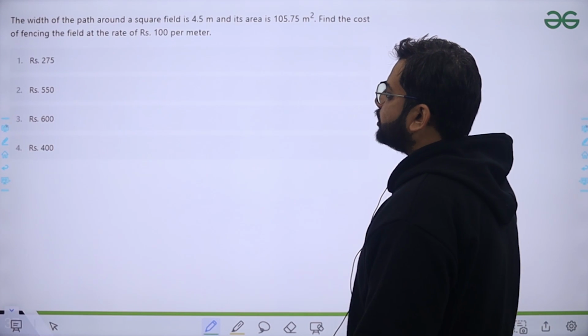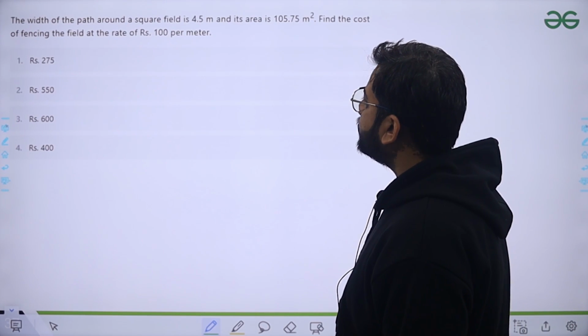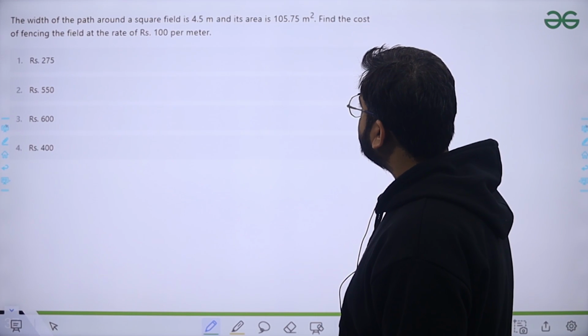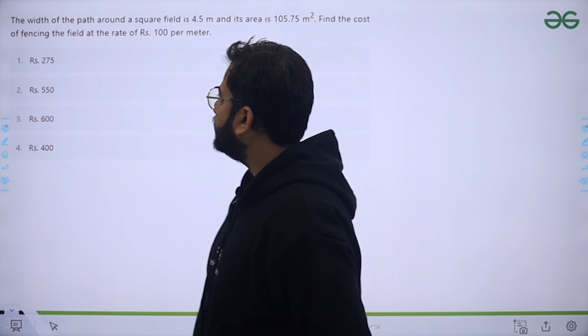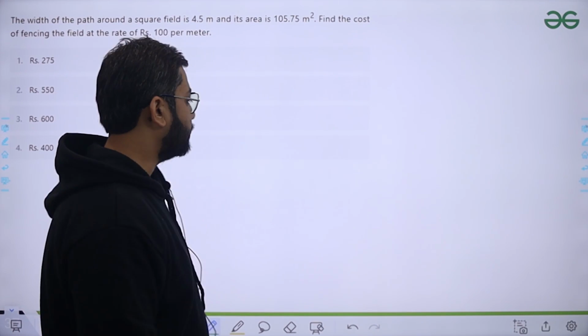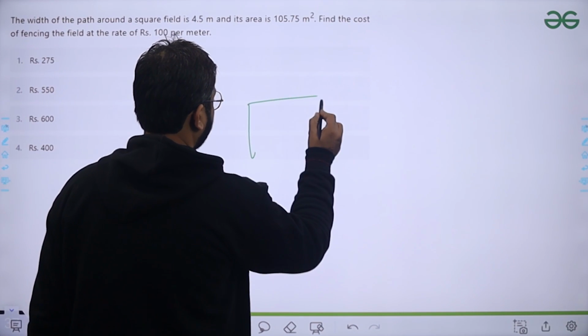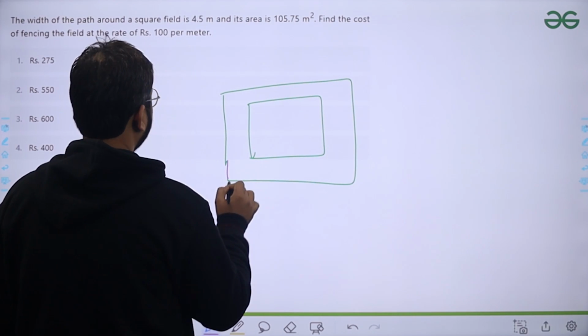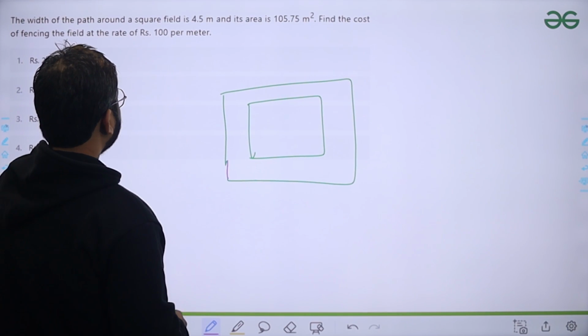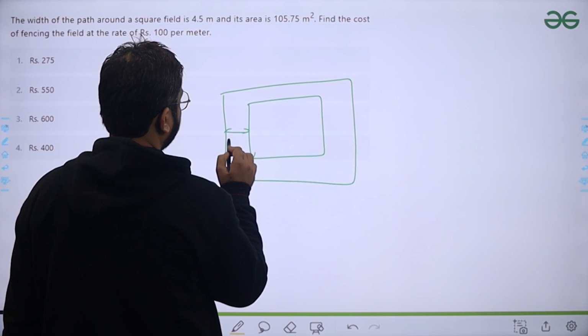Next, the width of the path around the square field is 4.5 and the area is given as 105.75 meter square. Find the cost of fencing the field at the rate of 100 rupees per meter. Now see, suppose this one is the field and this one is the outer area.